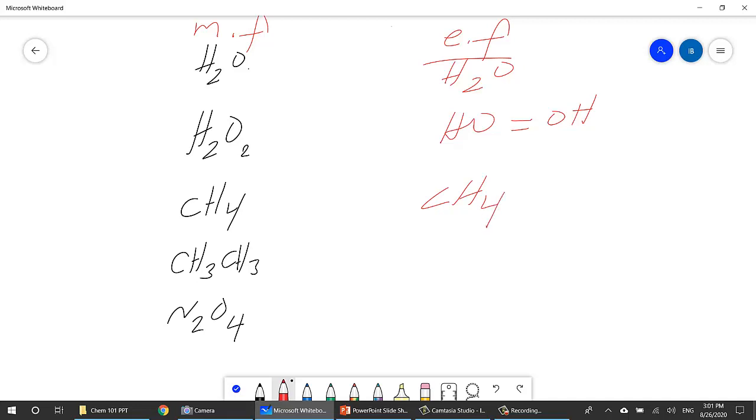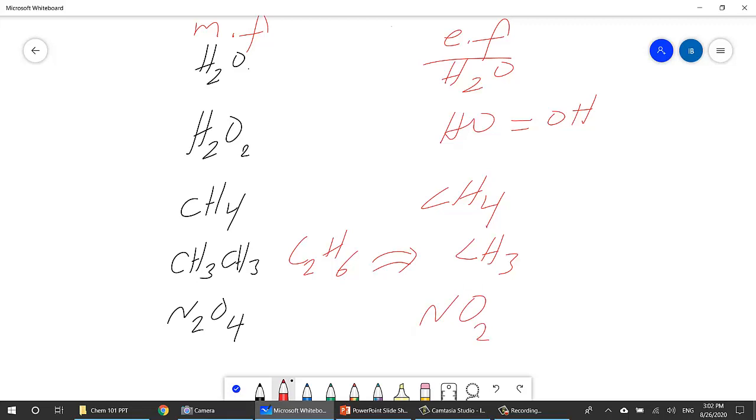CH3, which can be written also as C2H6. This can be simplified into CH3. Okay, so that's the empirical formula for ethane. N2O4, indeed, it can be simplified into NO2 if we divide by 2.